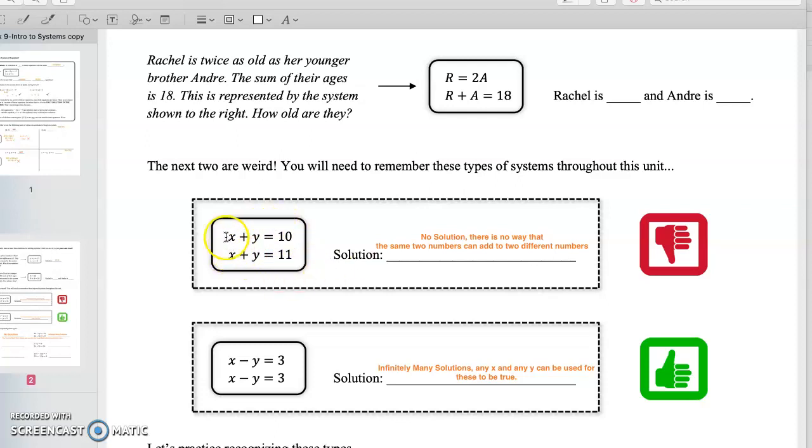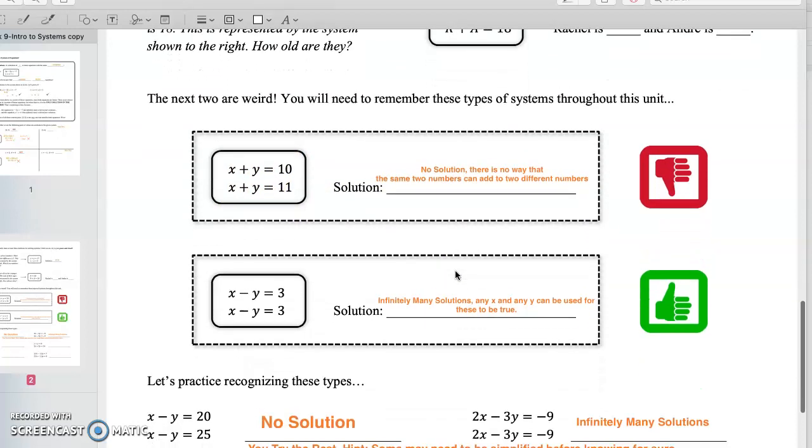I can't take two x values that are the same and two y values that are the same and add them and get both 10 and 11. It won't work, right? 2 plus 3 is 5. 2 plus 3 is not 6, right? Something like that. Or, I don't know, 4 plus 6 is 10, but if we do 4 plus 6, it's not going to equal 11. There's no solution. It's never going to work, okay?